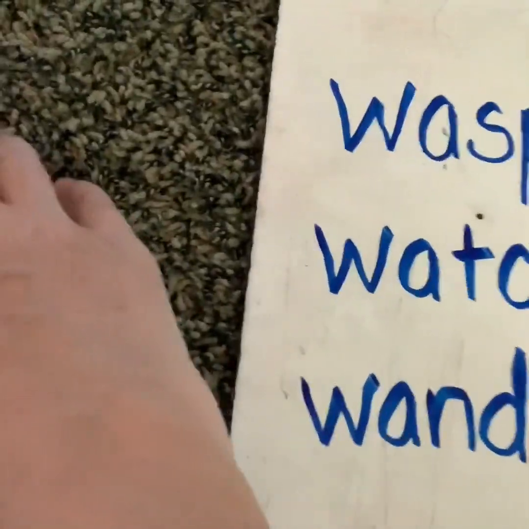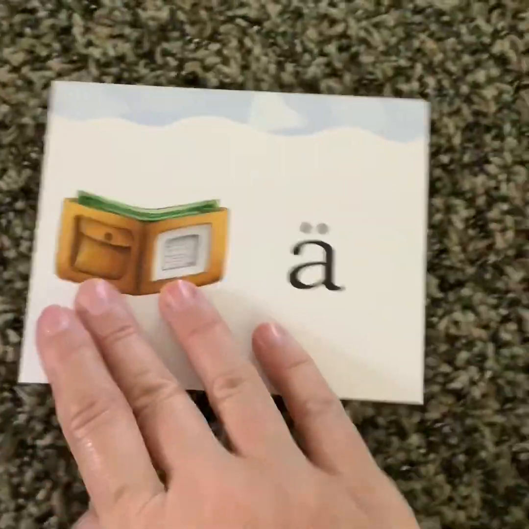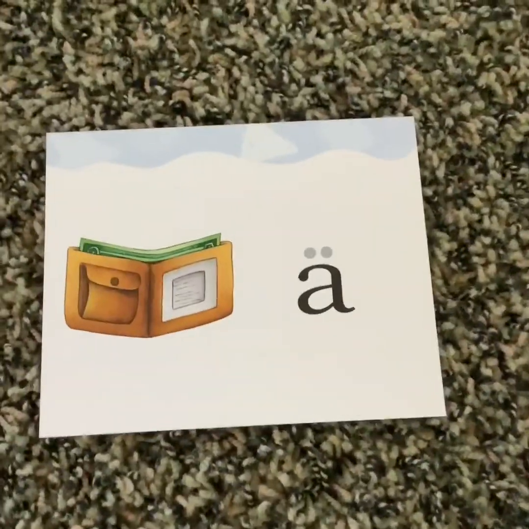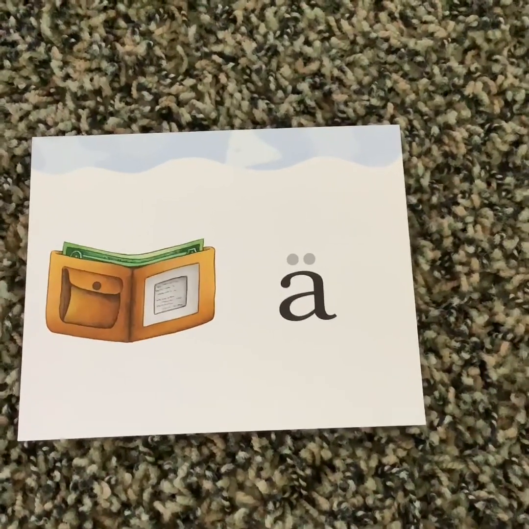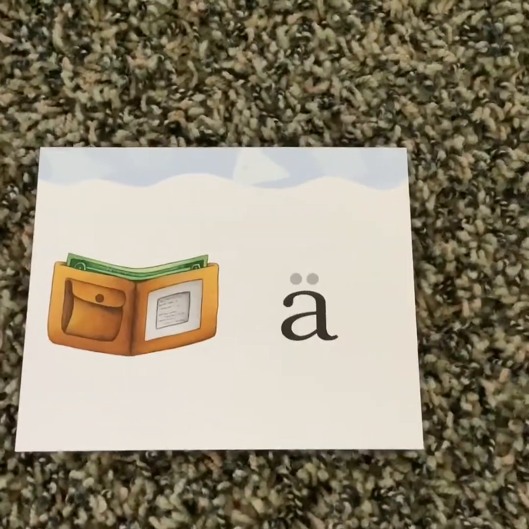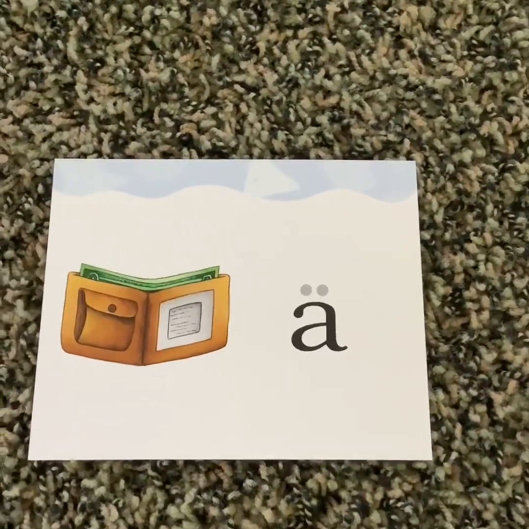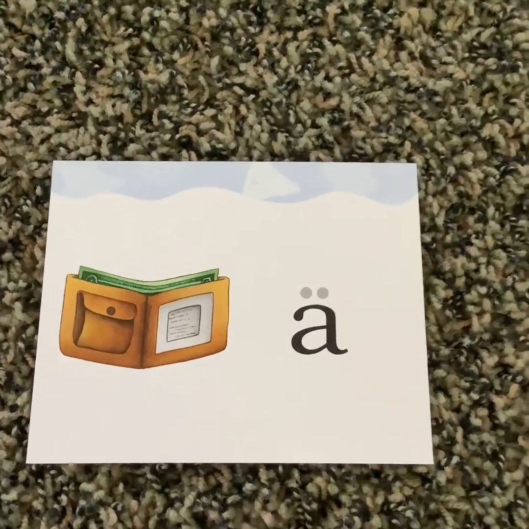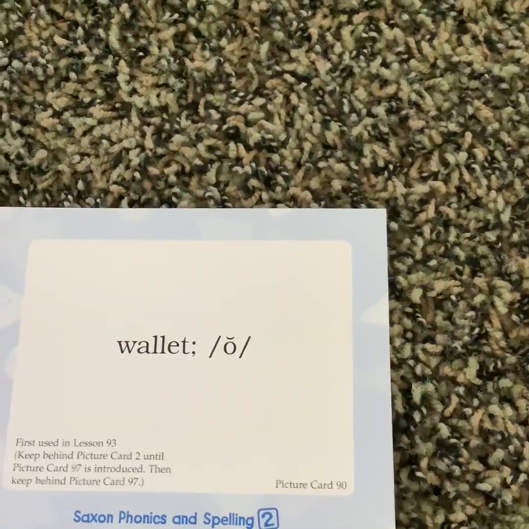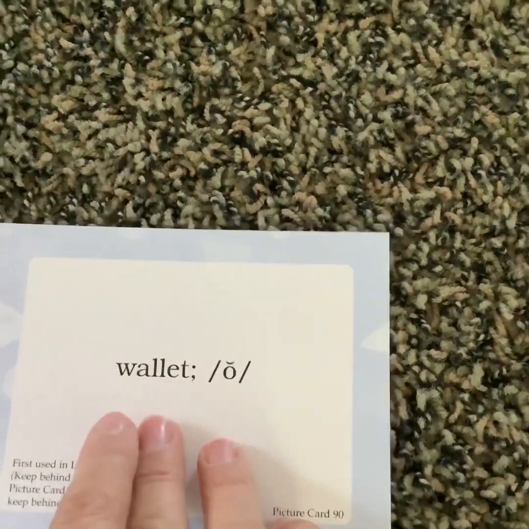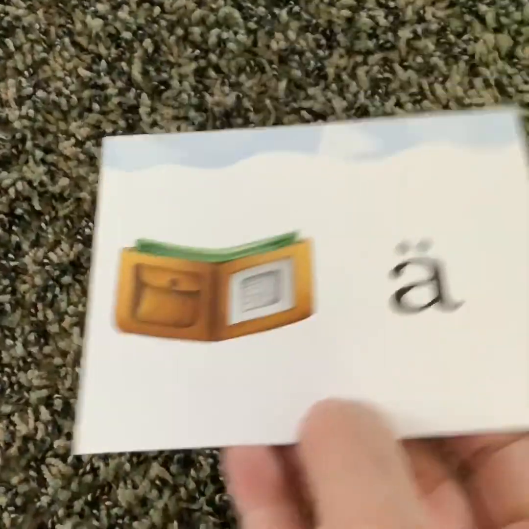So since I wasn't at school with my lifesaver wall, I found the card. This is a picture of a wallet. Probably if you were in kindergarten or first grade, you'd spell wallet with an O, but it's an A. Now that you're a second grader, you know that. Wallet. The A is making the short O sound. Wallet.